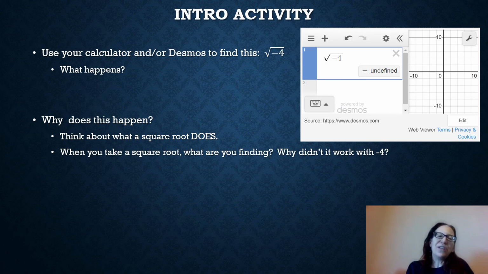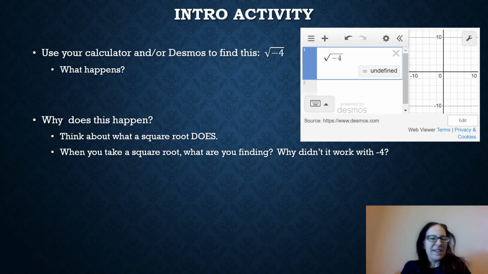So what I want you to do is use your calculator and or Desmos to find the square root of -4 and try to cover up the screen so you don't see what Desmos says. But I do want you to actually do that on your cell phone calculator, on a handheld calculator, whatever you've got, and try to do the square root of -4. Pause the video if you need to.